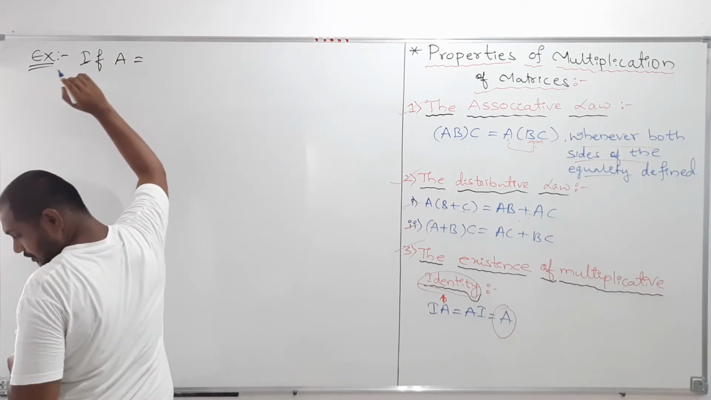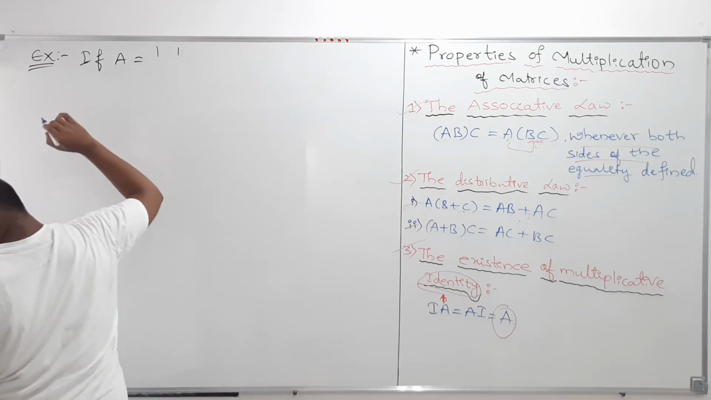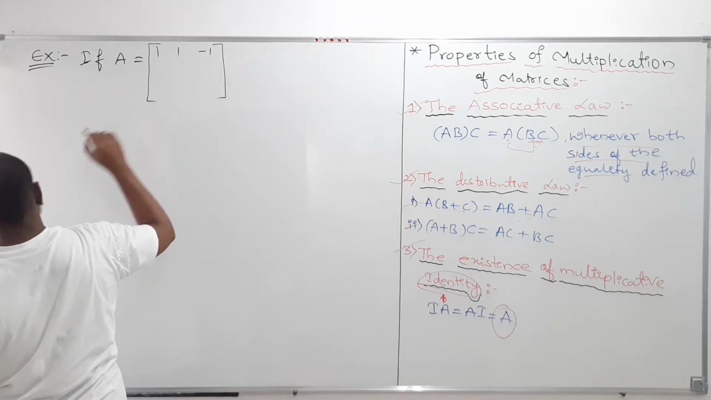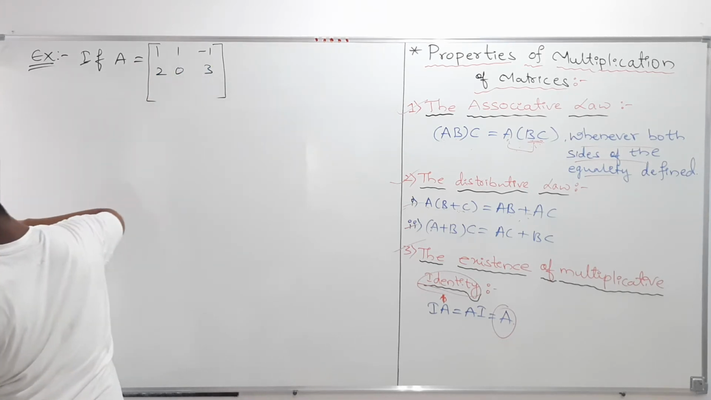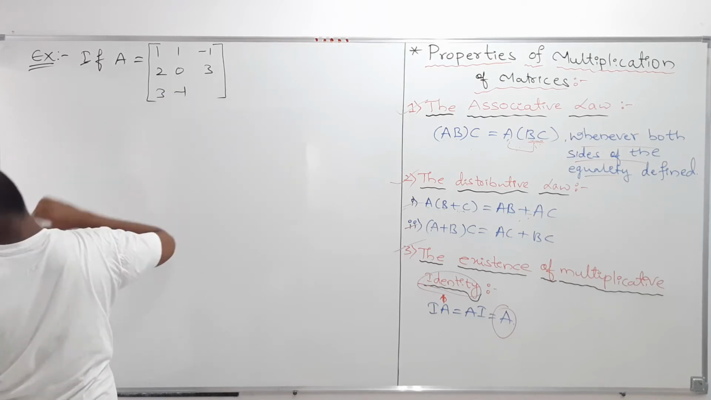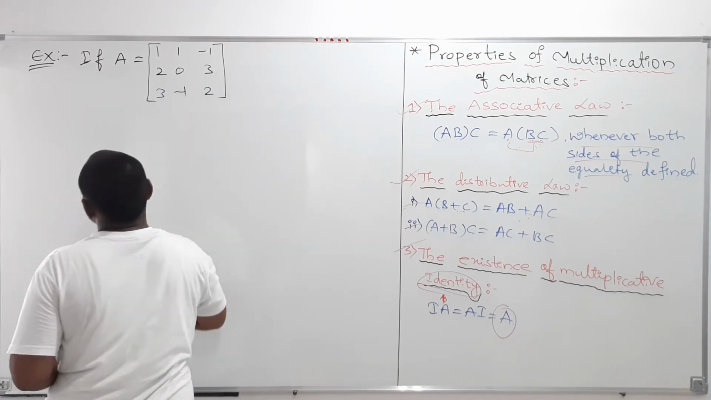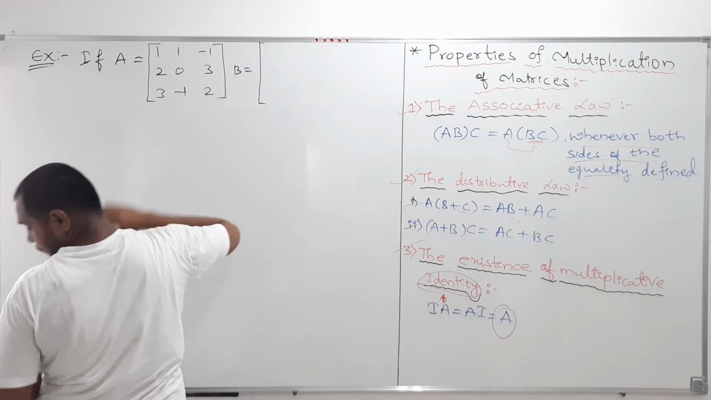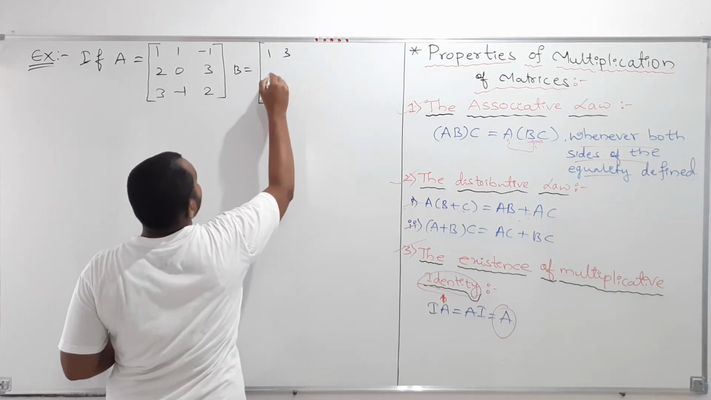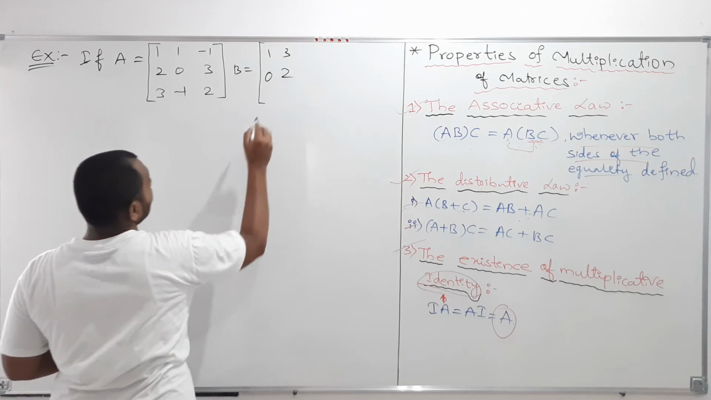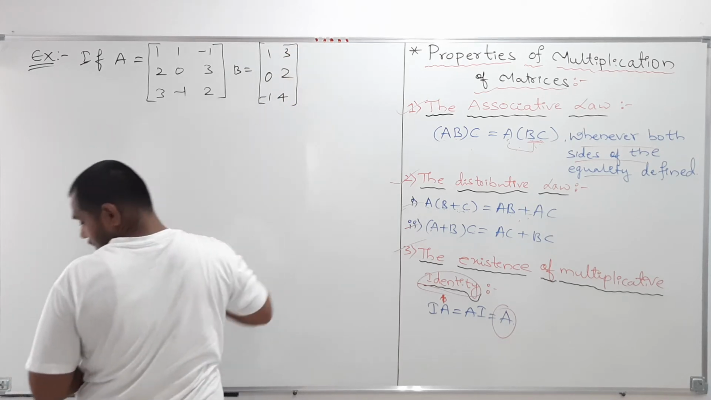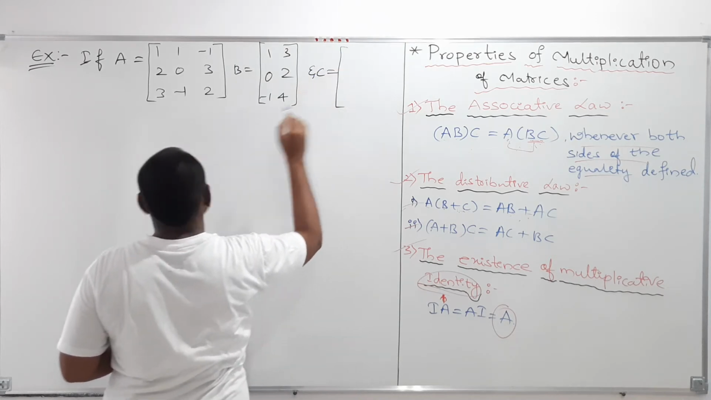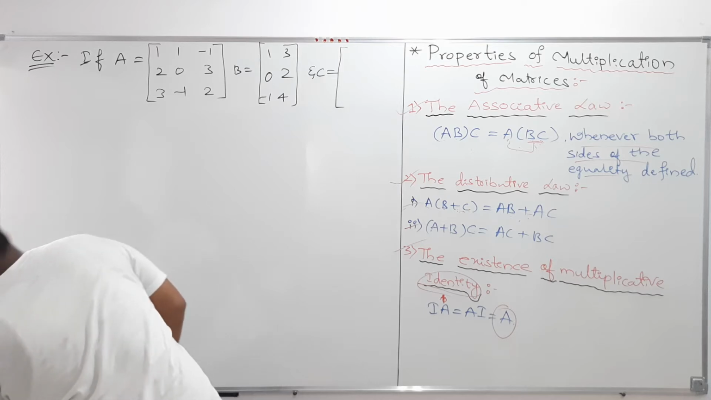A is equal to 1 1 minus 1, next 2 0 3, 3 minus 1 2. So this is the matrix A, and another matrix B is given to you: 1 3 0, 2 minus 1 4. This is the matrix B, and my dear students, C is equal to 1 2 3 minus 4.